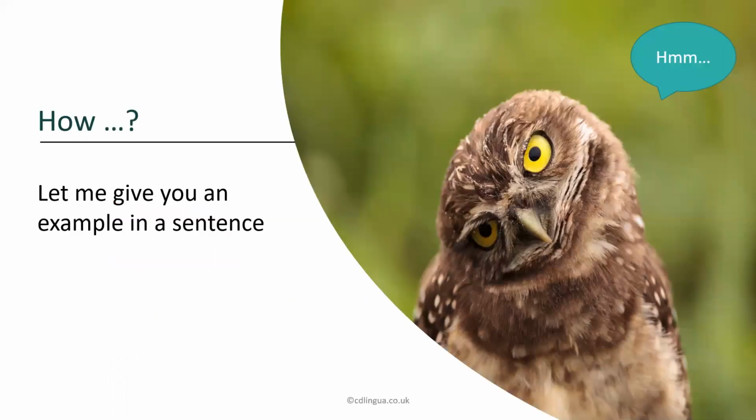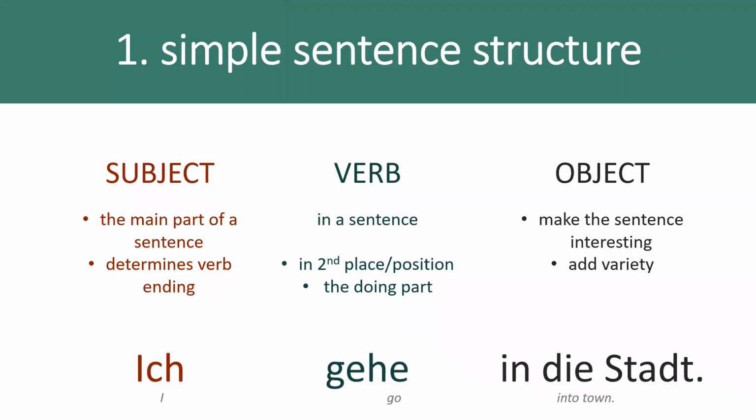Also, let me have a look at an example in the sentence. Lasst uns mal ein Beispiel ansehen. Ein ganz einfaches Beispiel, an extremely simple example. Ich gehe in die Stadt. So, das Subjekt ich, das Verb gehe und das Objekt in die Stadt.